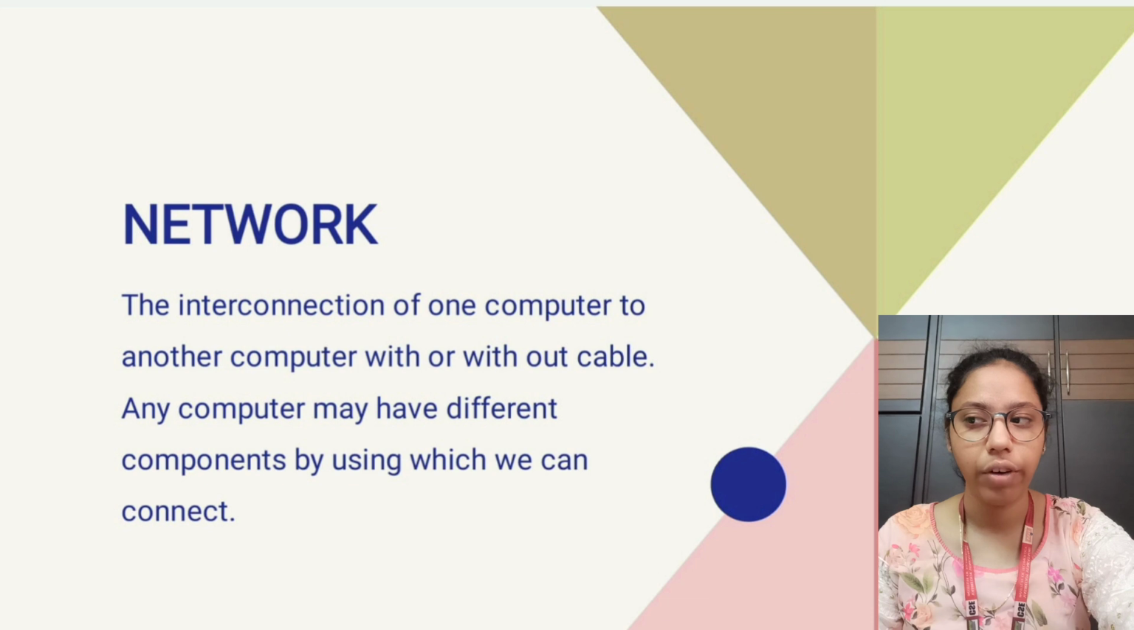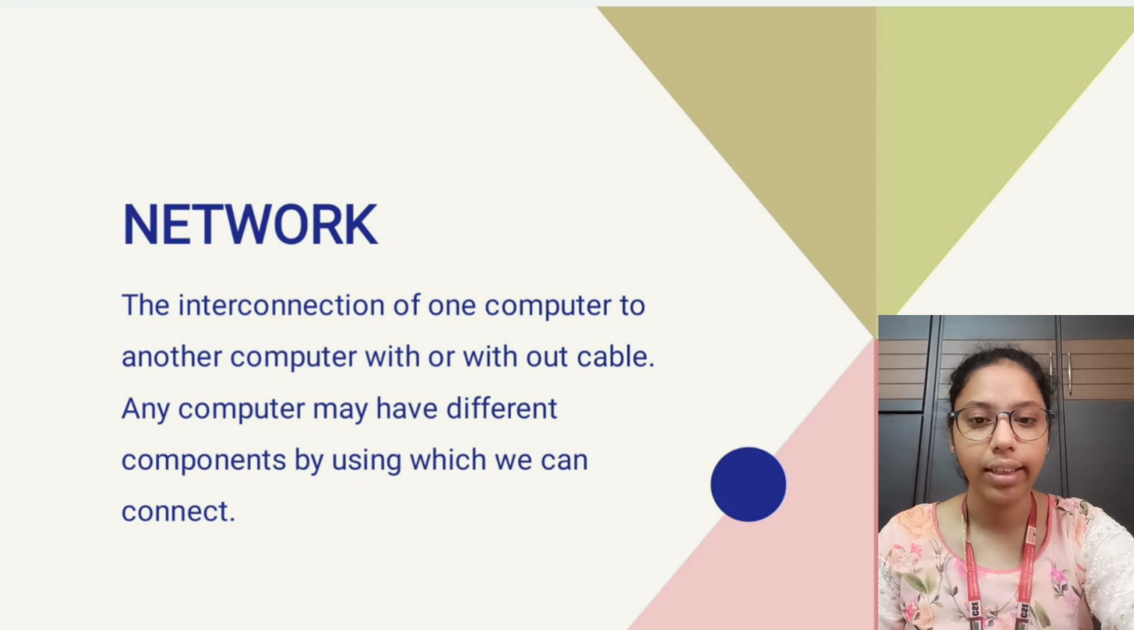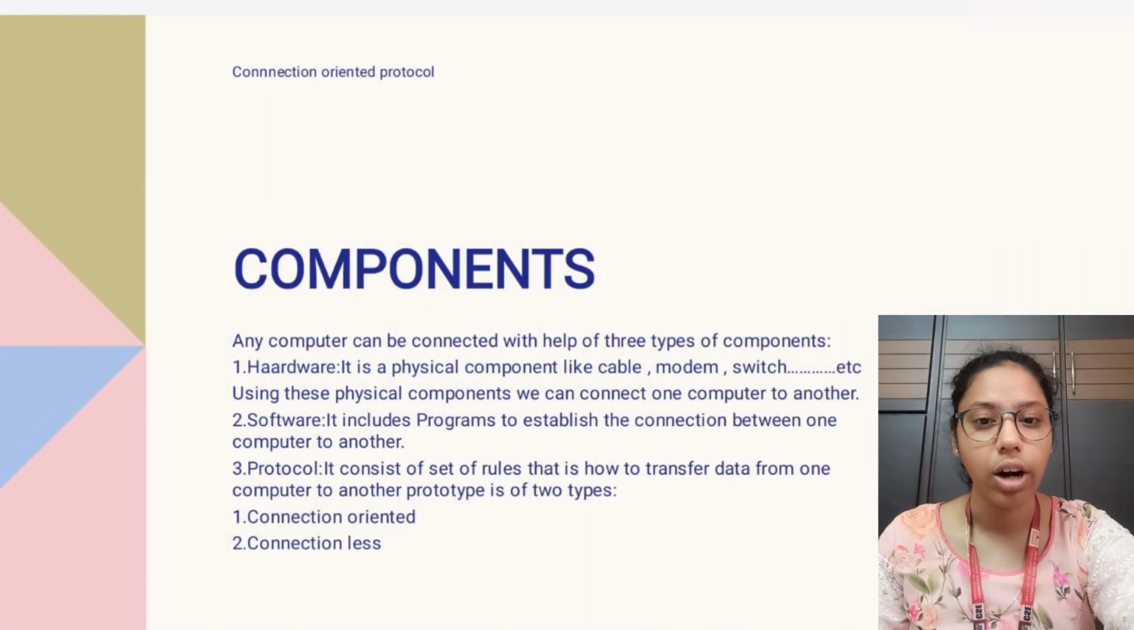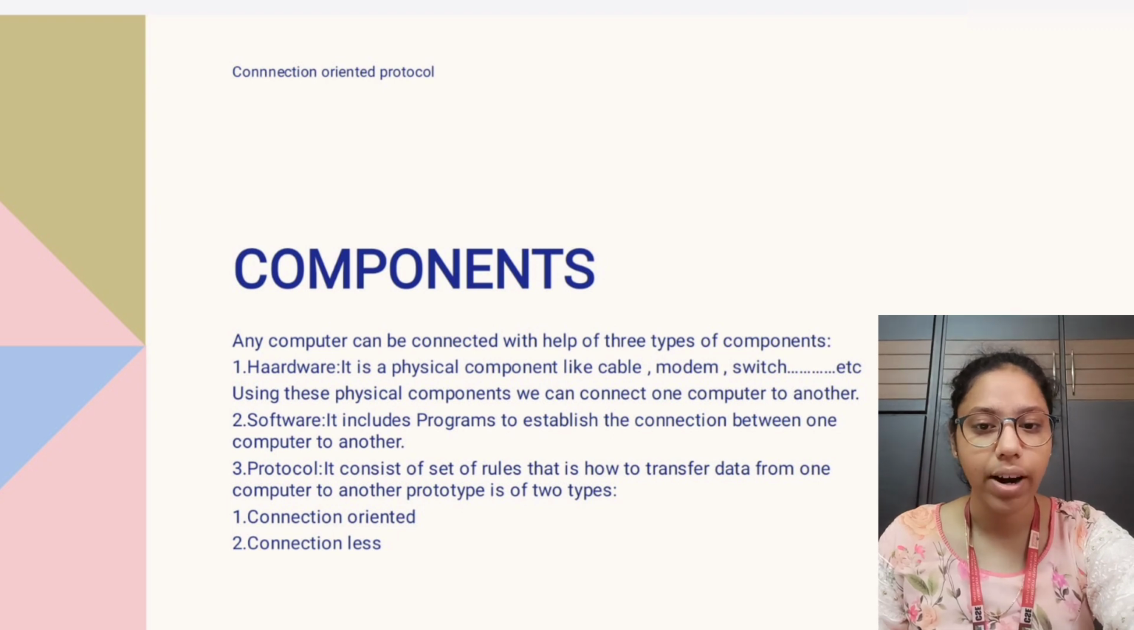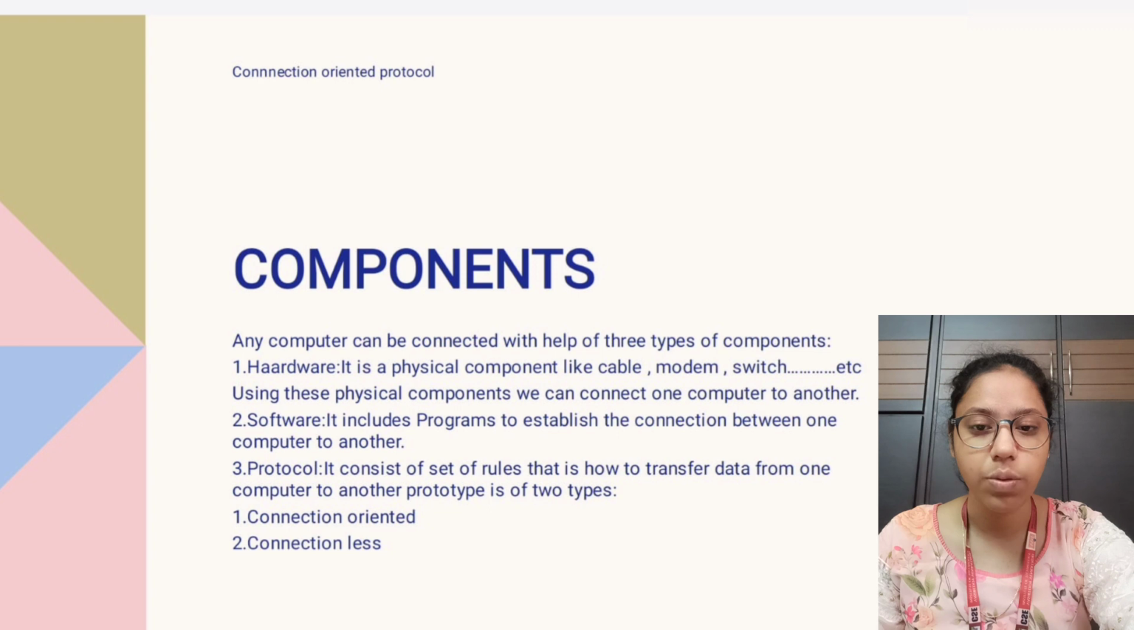Any computer may have different components by using which we can connect the data from one computer to another computer. Let us know what the components are and how we can use them to connect two computers. There are mainly three types of components. One is hardware components, second is software components, and the third and main one is protocol component. Let us know about hardware components firstly. Hardware components are physical components like cables, switches, modems and so on.